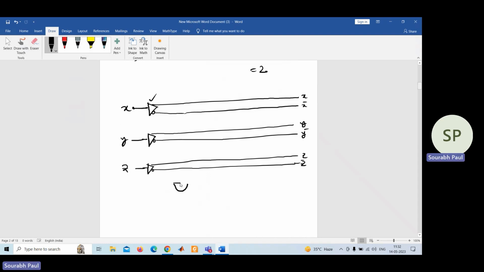This is one AND gate. A programmable AND gate will be given this way. It will have only one input line. And how many have we found out according to the question? 3 programmable AND gates are required.